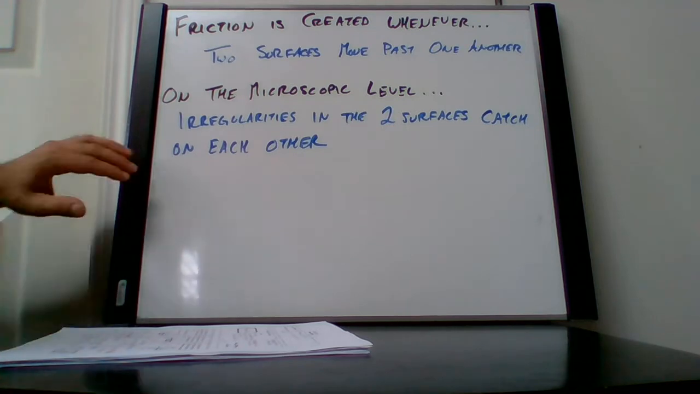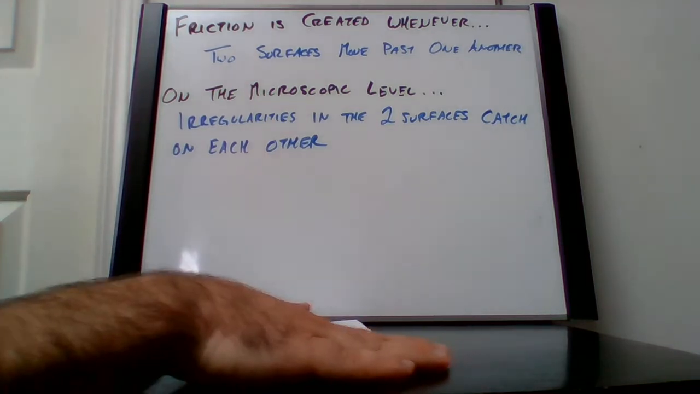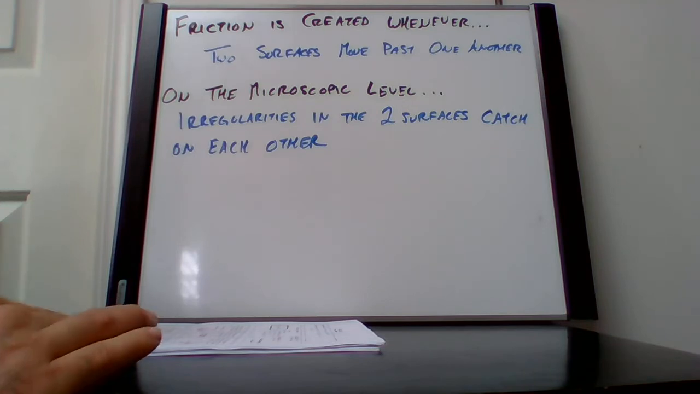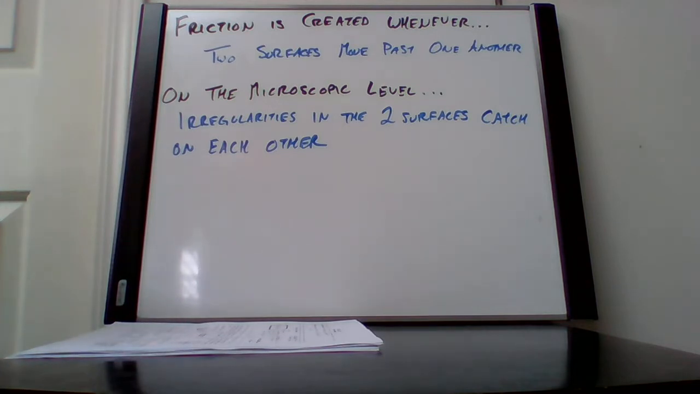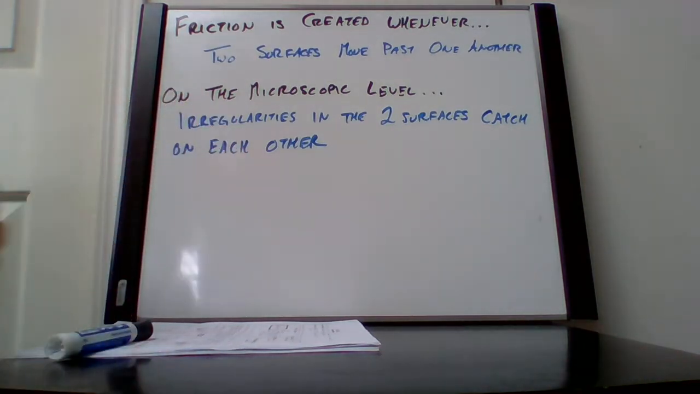And the reason why this is happening is that on the microscopic level, there are irregularities in the two surfaces, and they catch on each other. When you see a smooth surface like this, it's kind of hard to see those irregularities. However, if you looked close enough, you would see that there's little bumps all the way throughout this. We see that on paper, we see that on any surface. Some surfaces have more irregularities to catch on other things. And this is essentially all that friction is: these two surfaces catching on each other when they rub. Something we've dealt with in the past.